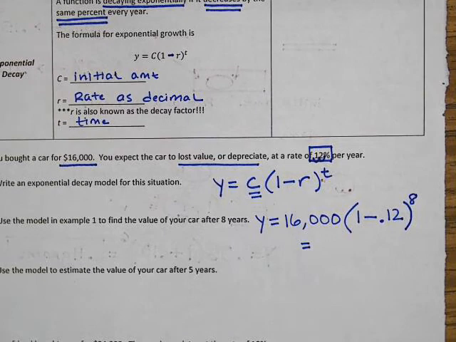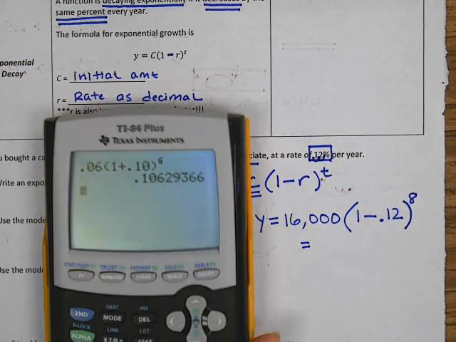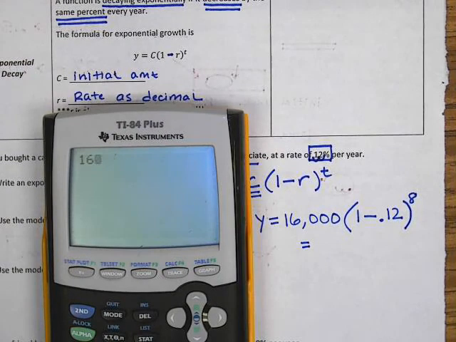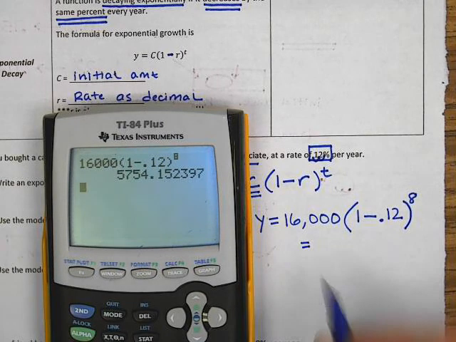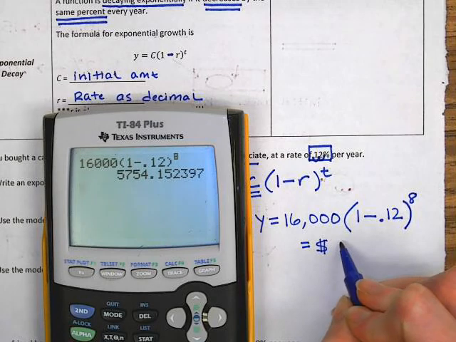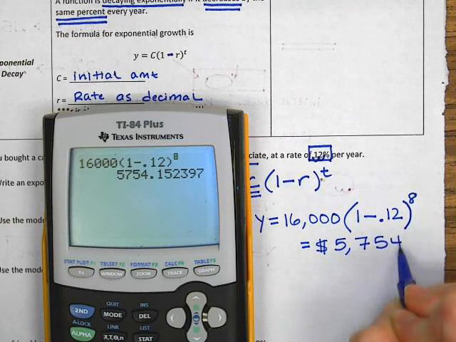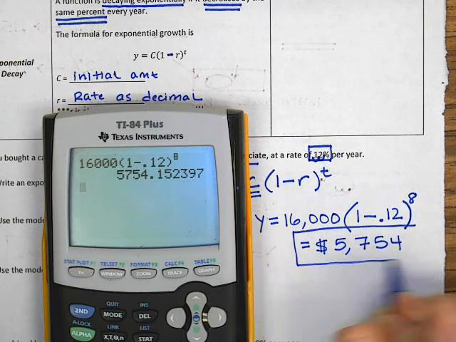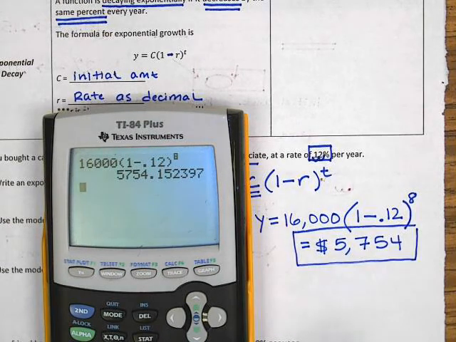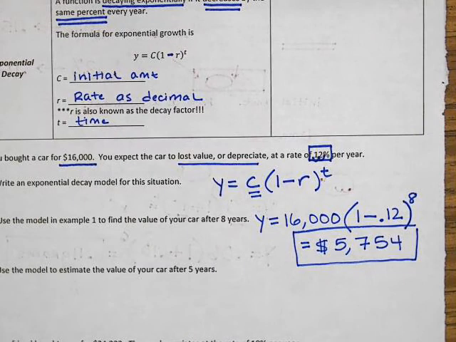All right, let's plug it in. So it's 16,000 times 1 minus 0.12, all raised to the 8th power. And you guys should get, and this is money, so, oh man, cheap now, $5,754. We'll just round to the nearest whole number. Okay, so that's part B.